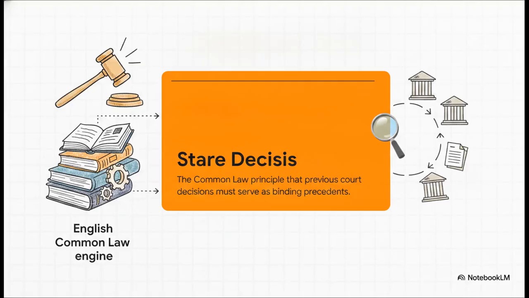At the literal heart of that English common law engine is a concept called stare decisis. It's a Latin term, and it means that previous court decisions must serve as binding precedents for future similar cases. So instead of just looking up a centralized statute in a big book, judges look back at how previous courts handled similar disputes. They are effectively building the rules case by case, brick by brick.